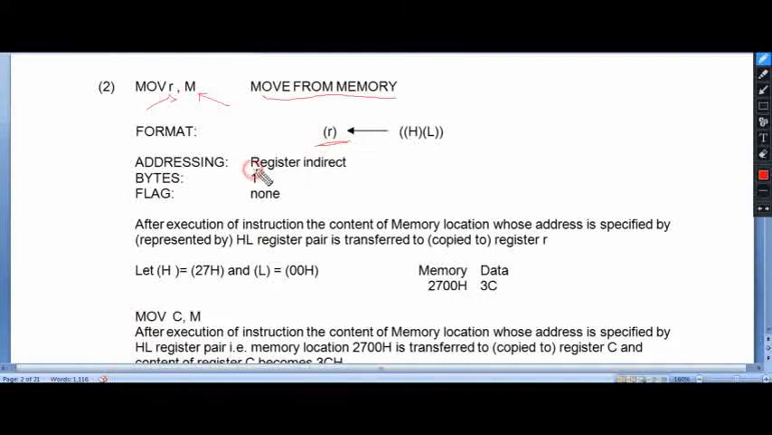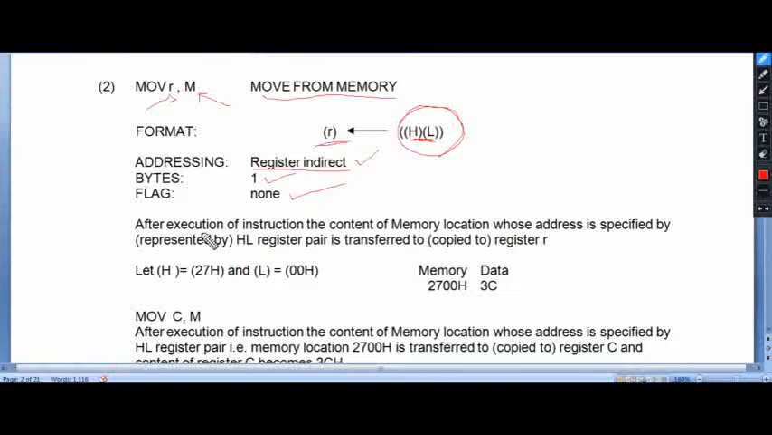The addressing mode is called register indirect addressing mode. Why is it called register indirect addressing mode? Whenever a memory location is represented by a register pair, that is, whenever the number present in the register pair represents the memory, the addressing mode is called register indirect. Only the operation code is required, therefore it is a 1 byte instruction and flags affected equal to none.